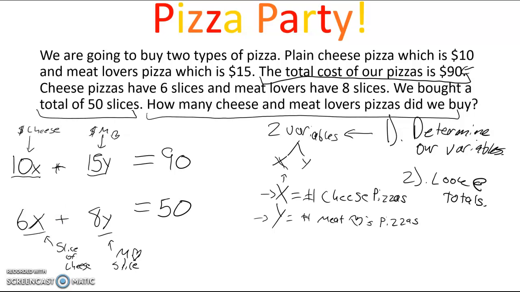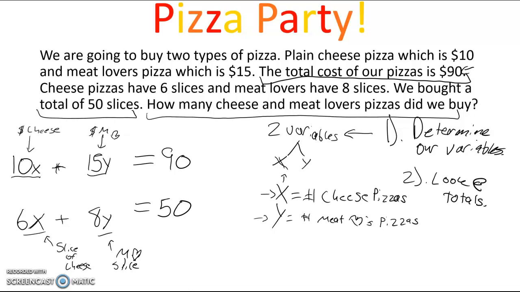Now from there, we've finally set up our system. It is going to be 10x plus 5y is equal to 90 on top. And then 6x plus 8y is equal to 50 on the bottom. Now, these numbers don't look amazing, which is kind of typical. So we have to be able to work with some big numbers here.